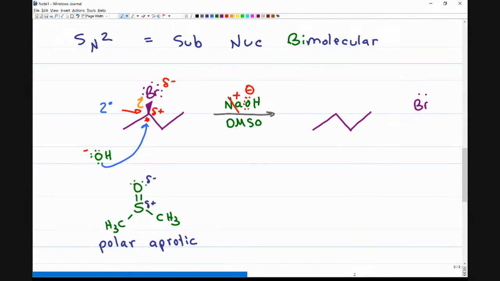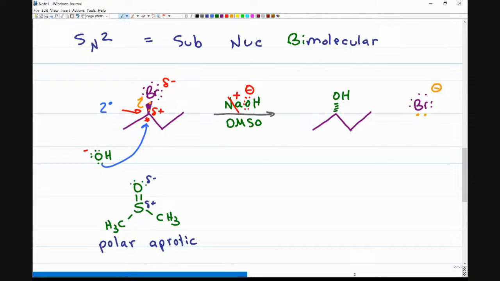The bromine already had 3 lone pairs. We showed these in orange over here. Now it has a negative charge. It's off somewhere in solution. We don't care about it. The OH minus came in from the bottom, behind the molecule, which we'll demonstrate with dashes. And that is our final product.